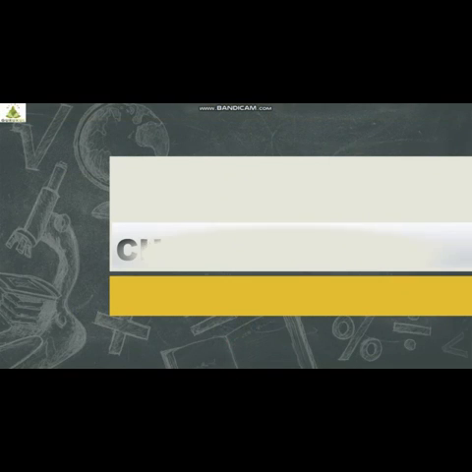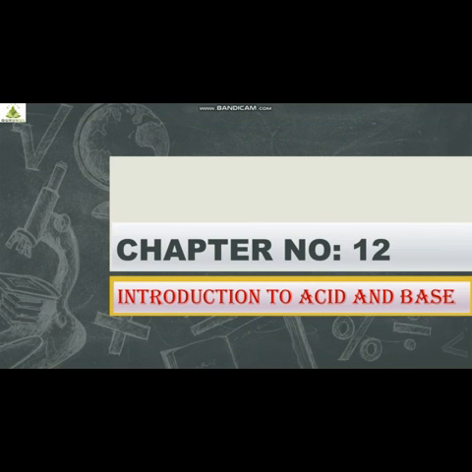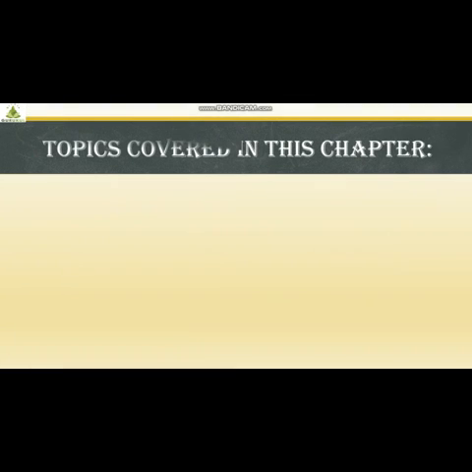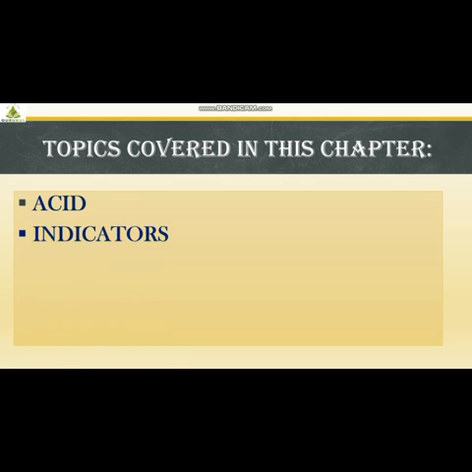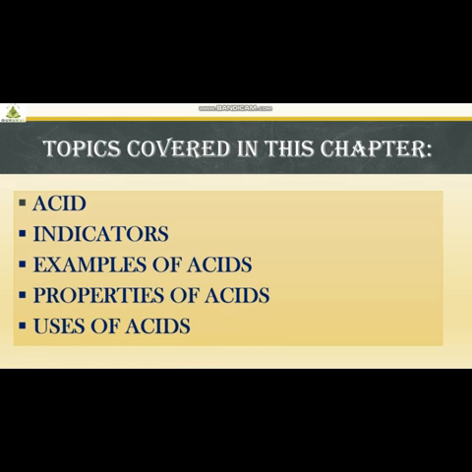We are learning chapter number 12, introduction to acid and base. Students, initially let us understand what topics are covered in this chapter. Very first we are going to learn what is an acid, what are indicators, examples of acids, properties of acids, uses of acids.